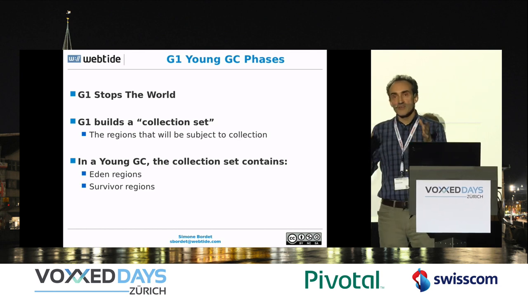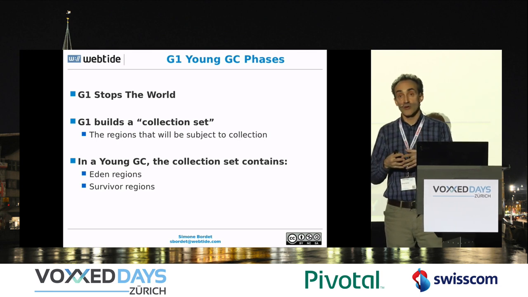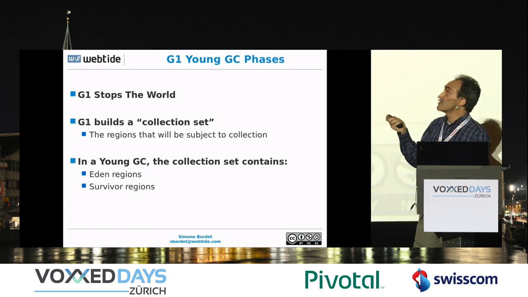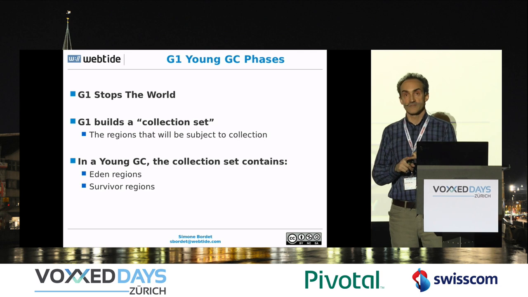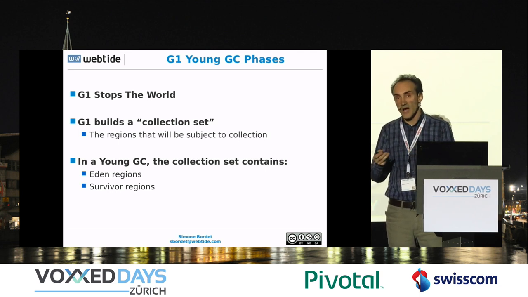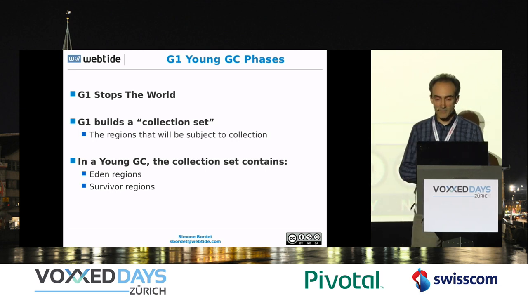So basically, what's the collection set? It's all the regions that G1 wants to look at during that particular collection, OK? So because it's a young collection, in the collection set there will be all the eden regions and all the survivor regions, all right? Because I don't want to look at the old regions now. It's a young collection, so I just look at eden and survivor.